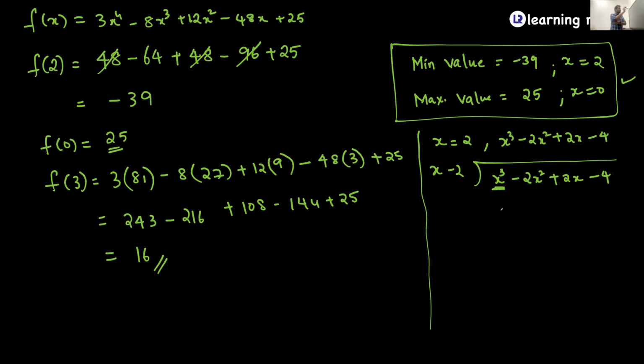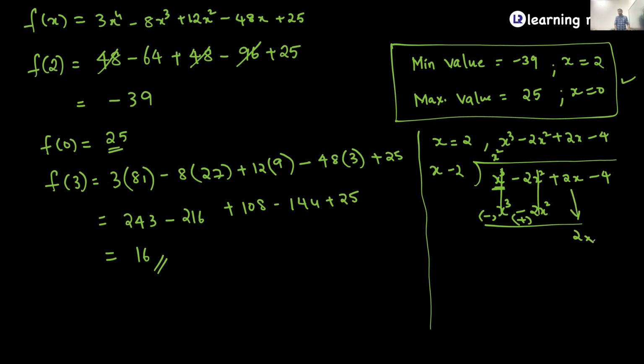So listen, you write the polynomial as it is, x cube minus 2x square plus 2x minus 4, and you have x minus 2 this side. Here you have x cube. So what should be the number I need to multiply this factor with so that I get x cube there? When I put x square here, we get x cube minus 2x square. We subtract it, so this and this get cancelled, and you bring the next number down.